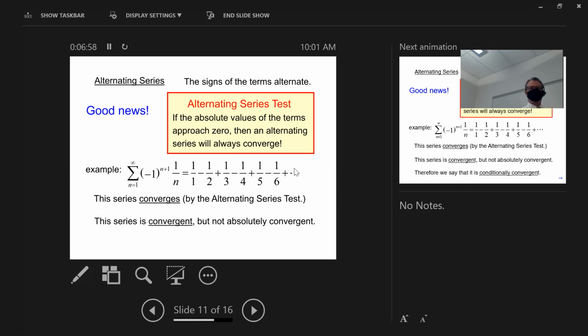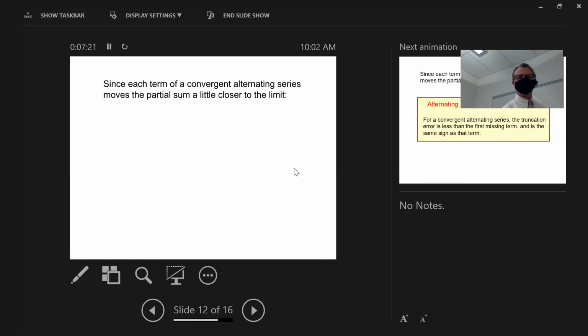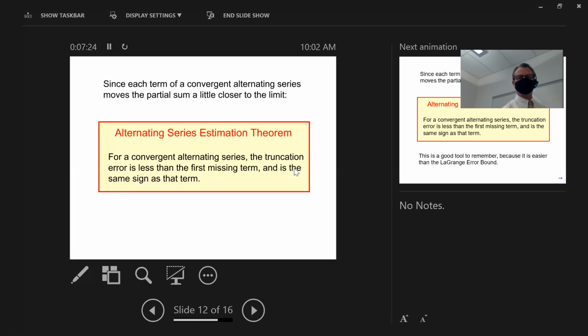It's not absolutely convergent. Why not? Because the absolute value of this is the harmonic, which diverges. So it's conditionally convergent, conditioned on the signs alternating. Now, see if that makes sense to you. It's in the box. Write down what's in the box. Kidding. Ready? Think this through.